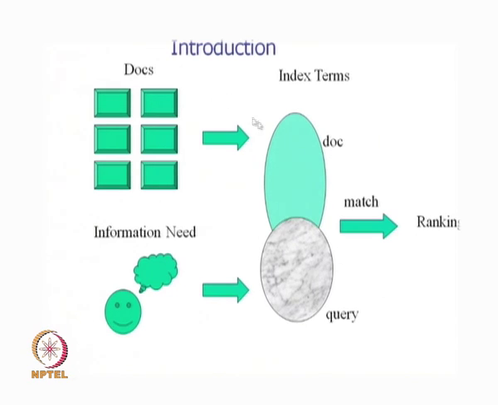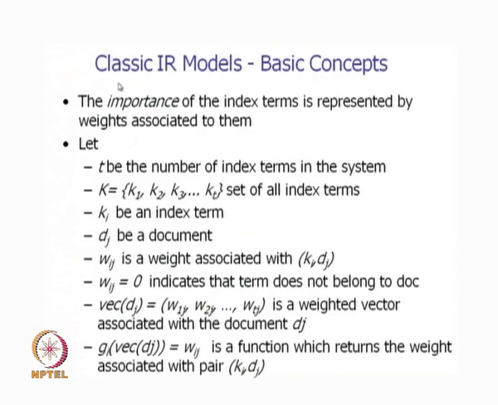So, here is a schematic of what is being said here. We have the documents, the index terms represent the documents, the query, which is an expression of the information need of the user, is matched with these documents, and a ranking is produced depending on the relevance degree. So, there are a number of information retrieval models, and we discussed 2 of them here. The third, which is the probabilistic information retrieval model, will be discussed after this.